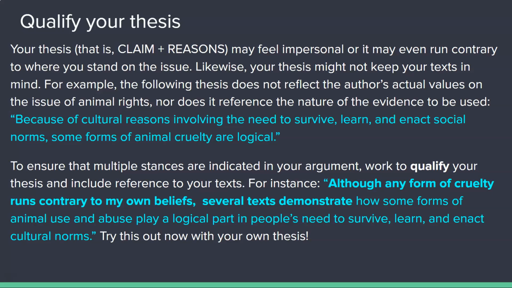Now, to ensure that multiple stances are indicated in your argument, you want to work to qualify your thesis and include reference to your text. So, for instance, although any form of cruelty runs contrary to my own beliefs, several texts demonstrate how some forms of animal use and abuse play a logical part in people's need to survive, learn, and enact cultural norms. And you want to make sure that you do qualify your thesis statement.